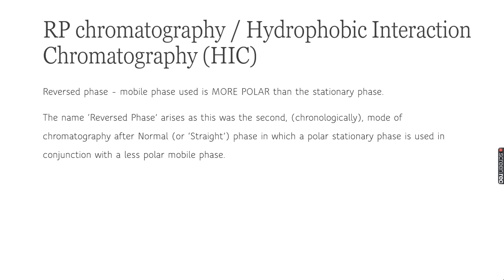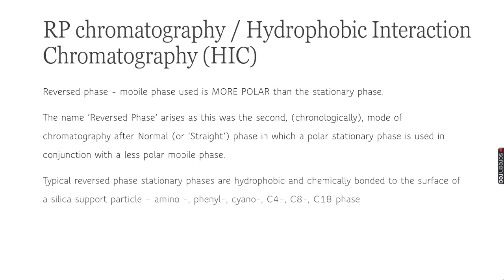Now the name reverse phase arises because it was the second variant in the time span when chromatography came into the picture. It was the second one. Then what was the first one? The first one, or we can say the normal one, had a polar stationary phase, and the mobile phase was less polar. That is the traditional one. So reverse phase came when we changed the nature of the stationary phase to the opposite one. That's why it is called reverse phase. There is no other reason behind this nomenclature.